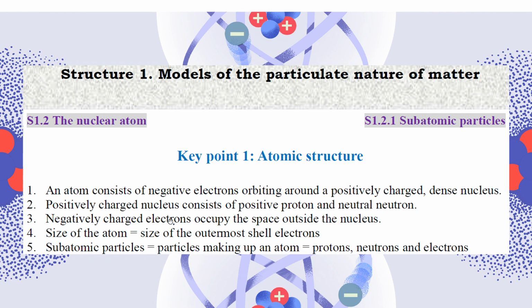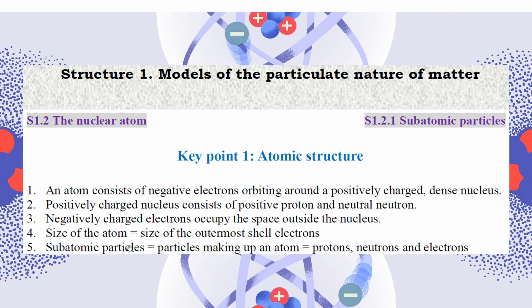Negatively charged electrons occupy the space outside the nucleus. Remember, the electron orbits around the nucleus. So the size of the atom depends on the outermost shell electrons. The farthest away electron orbit is the radius of the atom. To give you a concept, the radius of the atom is about 10 to the power 5 times the radius of the nucleus. So the nucleus is very, very small. They say if the atom is the biggest soccer field, then the nucleus will be the soccer ball at the center.